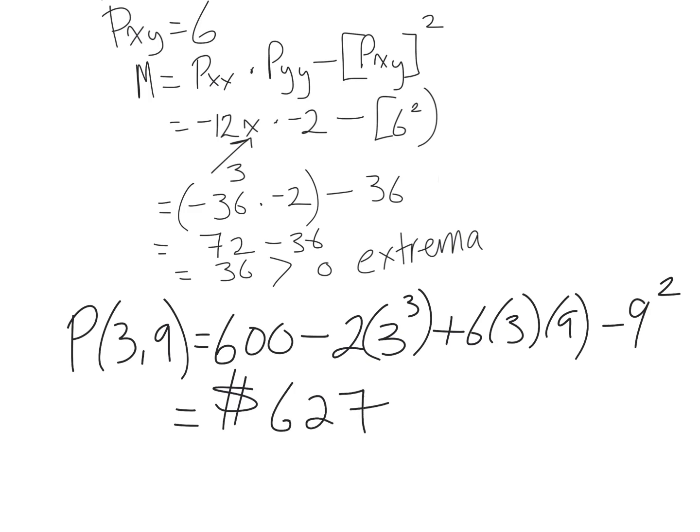So the maximum profit with $3 a gallon and $9 per hourly wage would be $627 per day, right? Profit per day. Okay. How did that look? Does it make sense? All the steps, the substitution, and how to determine if you have an extrema, what kind you have. Yeah?